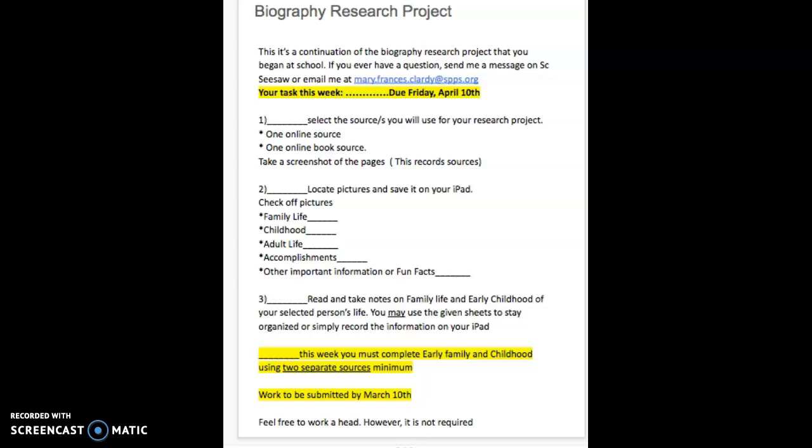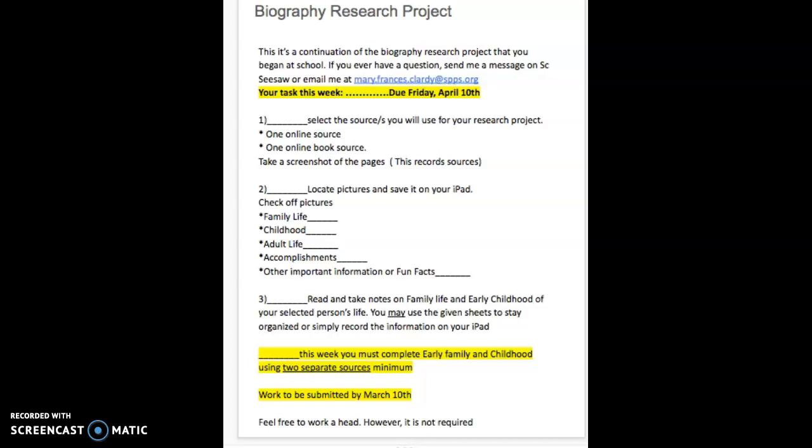You're looking online for two different sources. And when you are using the sources, you're taking screenshots of them. And the reason you're taking a screenshot is I'm going to show you later how to collect the information that shows where you got it from. Okay? So try to find two sources.